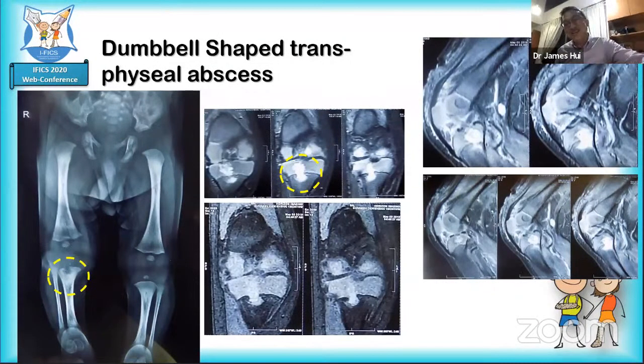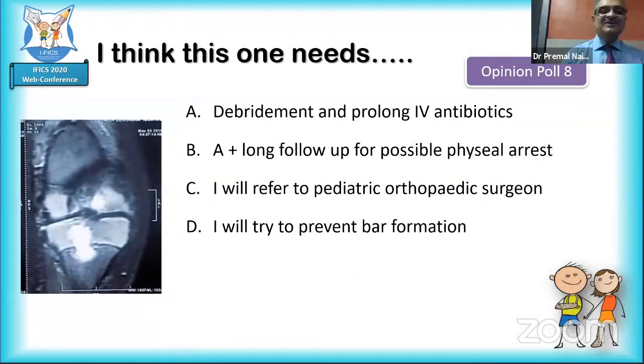Why? Because I just had one, so that's why I'm asking you. Yeah. Okay. No, but neonatal tuberculosis is very uncommon. So let's start voting. What would you do? I don't think it's that uncommon, Premal. We see it very often. Not neonatal, but I don't see that often.